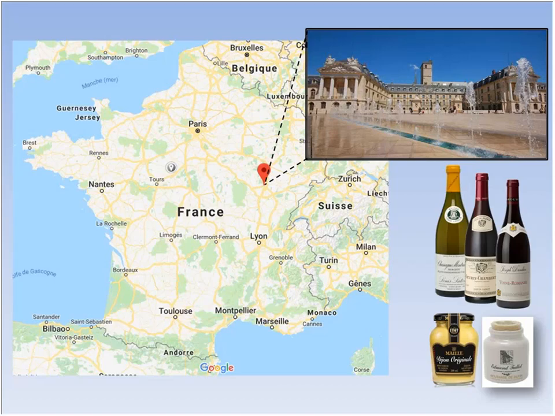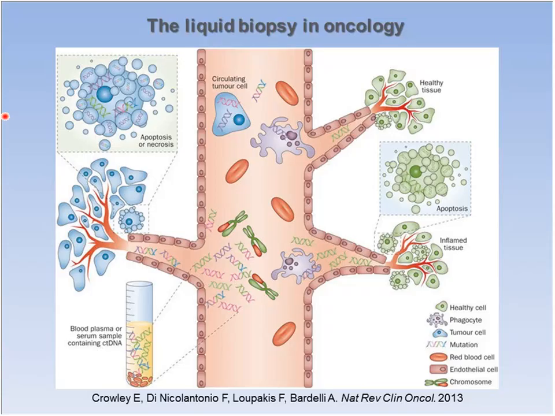So maybe you are not familiar with Dijon. It's the capital city of the region called Bourgogne, which is a famous region of France, known for its wine and mustard.